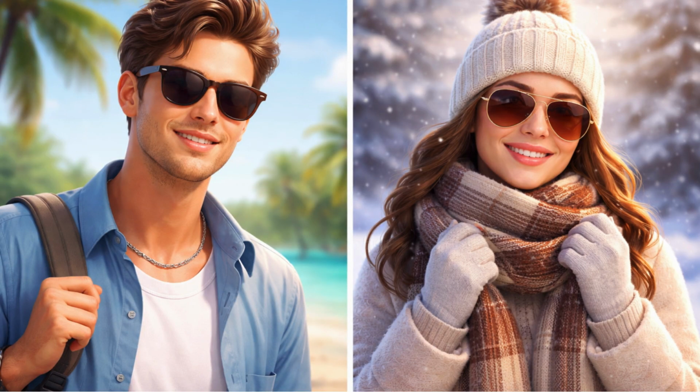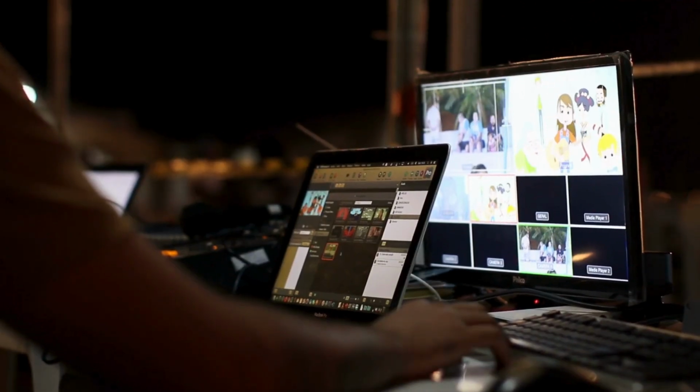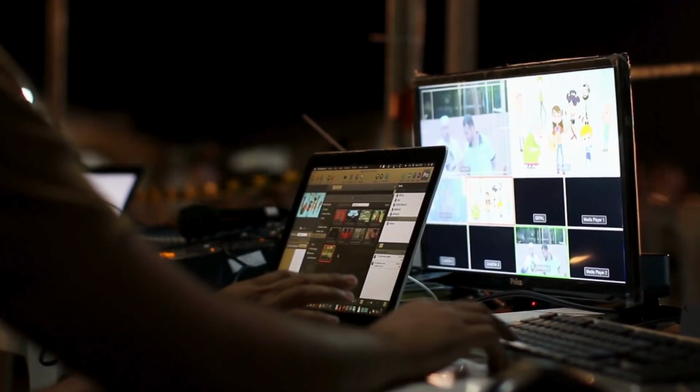People might start wearing sunglasses in the summer or scarves in the winter. These differences in input data distribution can cause your system's performance to drop. To combat this, the system needs continuous monitoring after deployment.